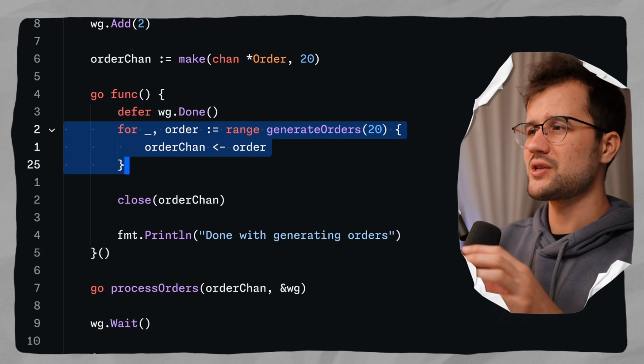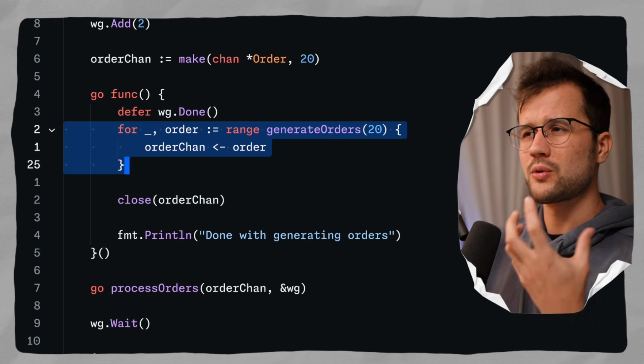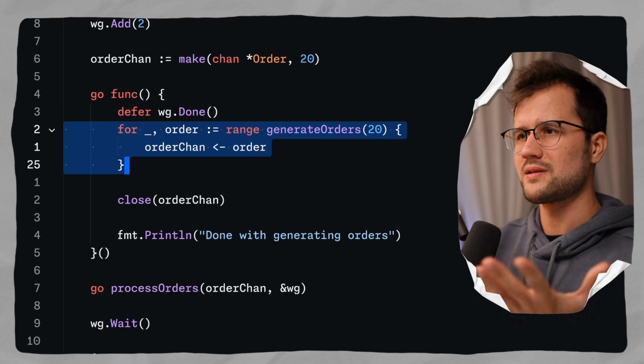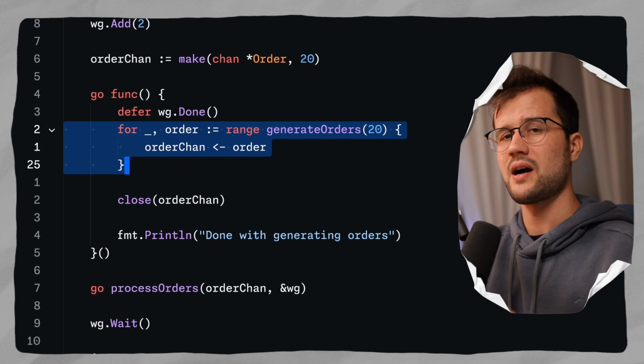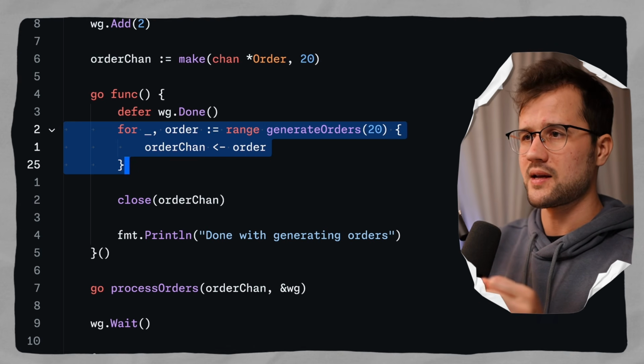Now you might wonder why the receiver still processes the orders when we've already closed the channel. This is kind of weird. Why does it do that? The reason is pretty simple. If we try to send data through the channel after we closed the channel, there will be a panic.